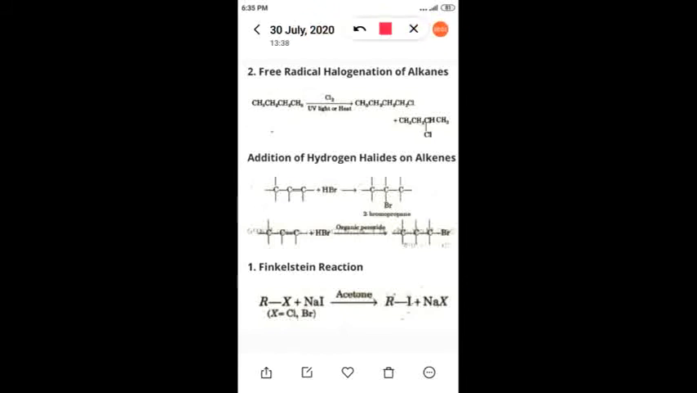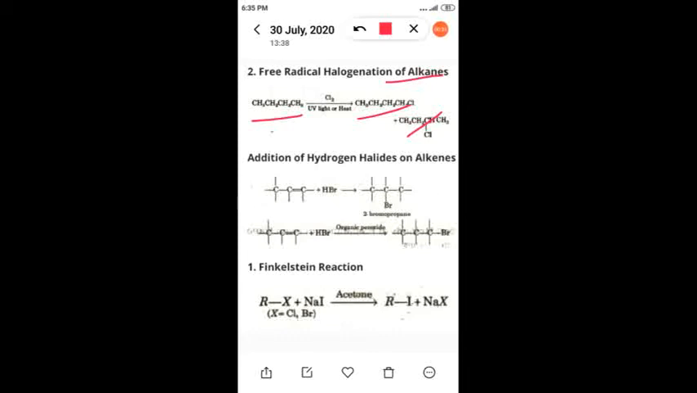Now free radical halogenation of alkane. Alkane, that is a long chain of carbon, single bonded, reacts with chlorine in presence of UV light or heating to form primary halide and secondary halide. Now here it follows homolytic cleavage, and there is a free radical formation.